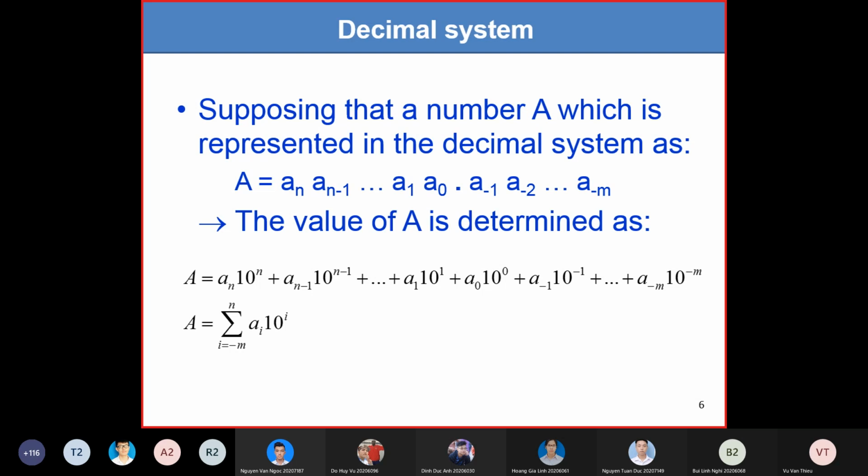The value of A equals the sum of a_i times 10 to the power i, in which i is the index of the digits and i runs from -m until n. So this is the general formula to determine the value of a number in the decimal system. We know that in the decimal system the base equals 10, so here we use 10 to the power i, in which i is the index of the digit in the form.